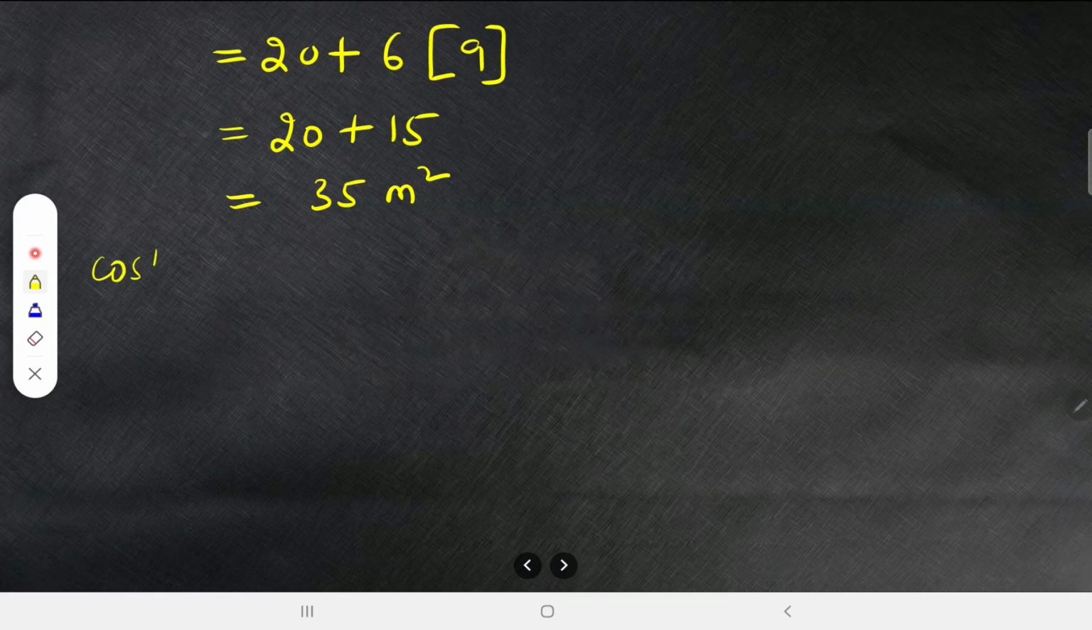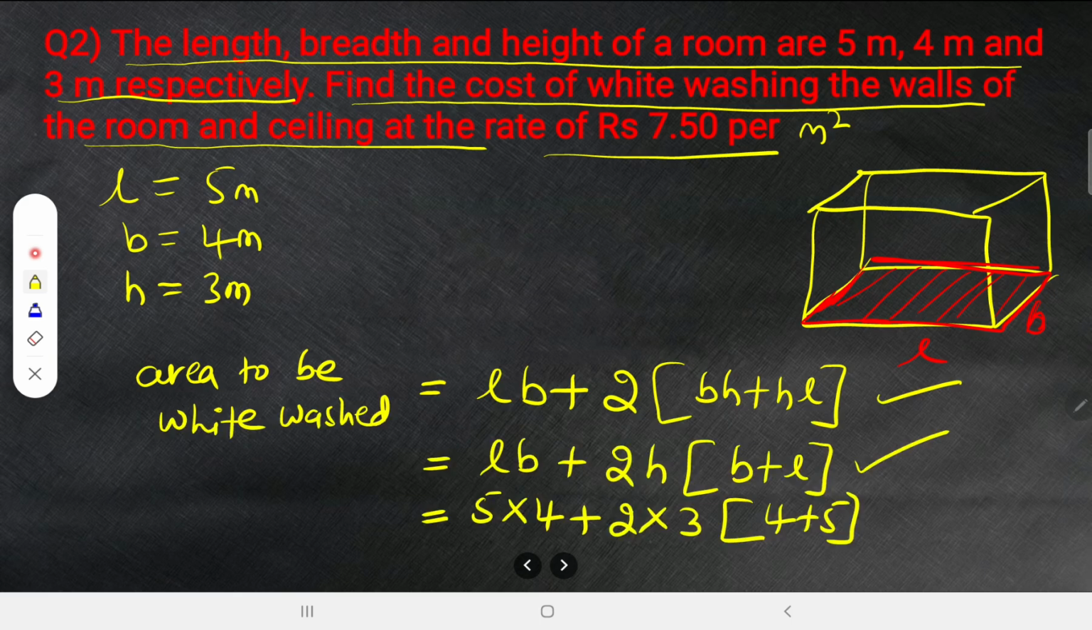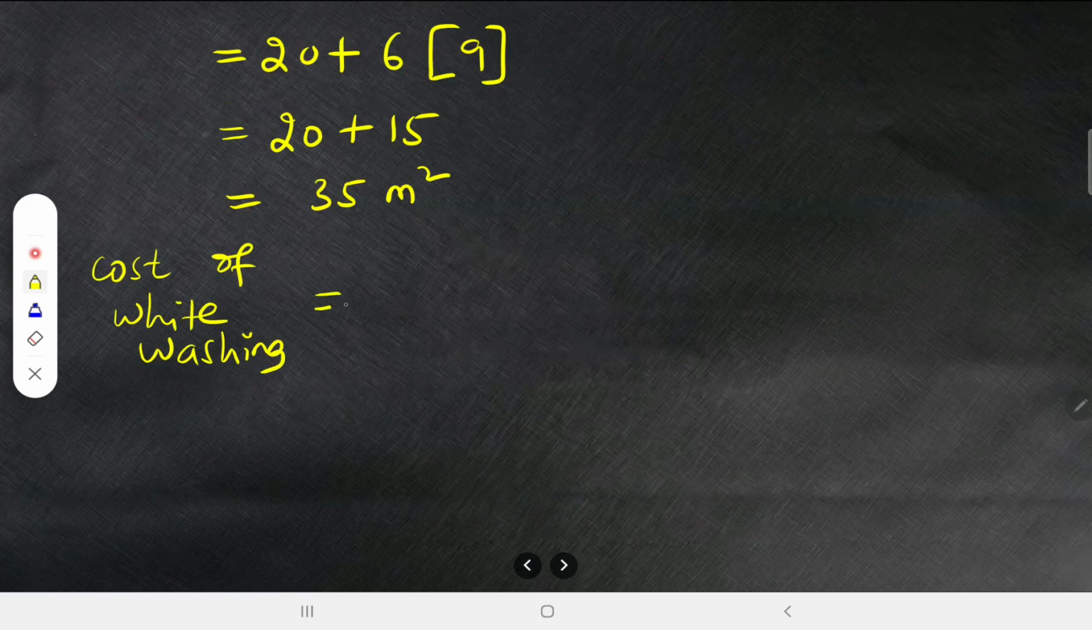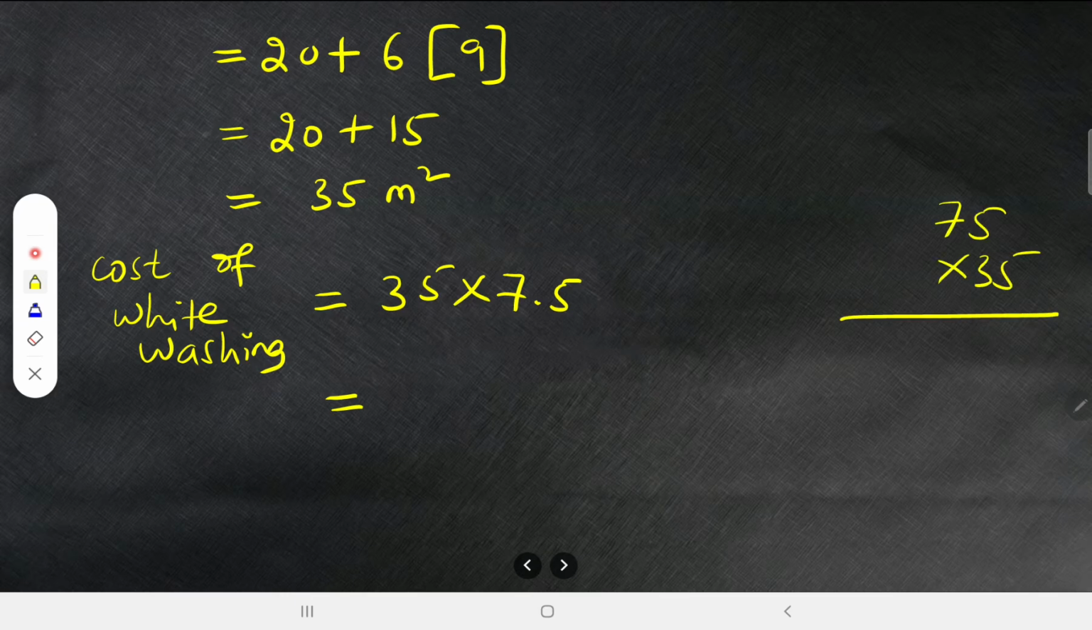Now cost of whitewashing. Now how to find the cost? Already per meter square they have given the value, no? Per meter square it is 7.5 rupees. Just multiply with that. So that is like 35 into 7.5. So you multiply 35 and 75. So 75 into 35 you do, and you can give 1 point later.